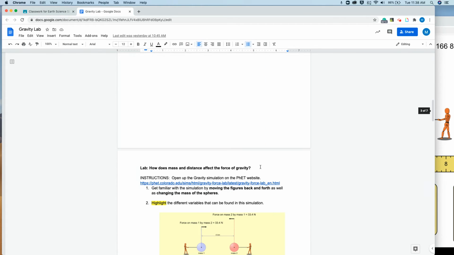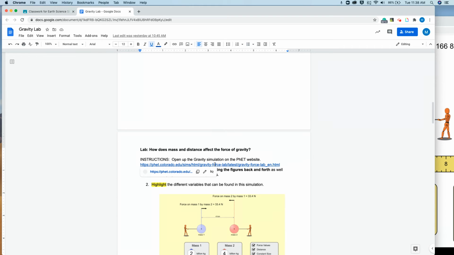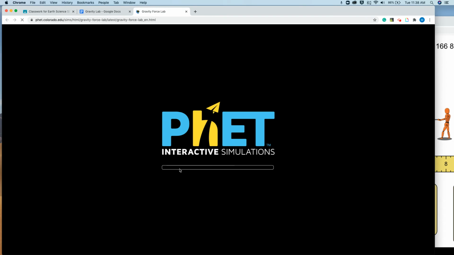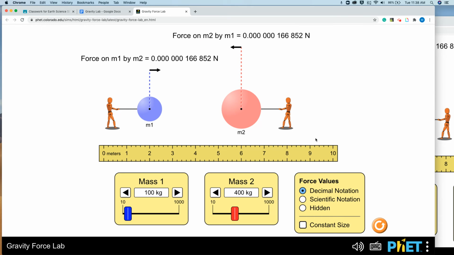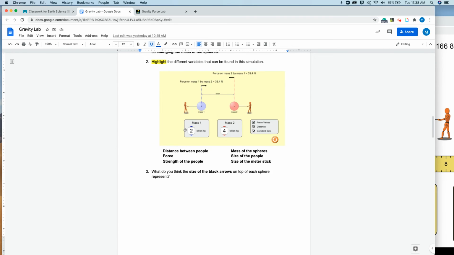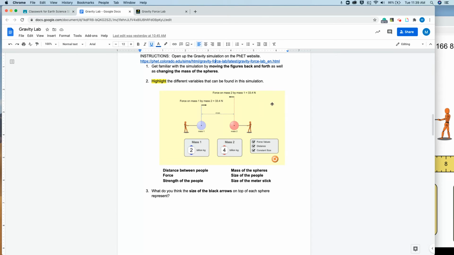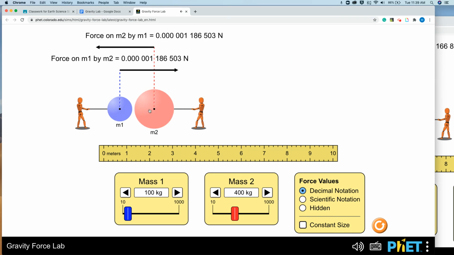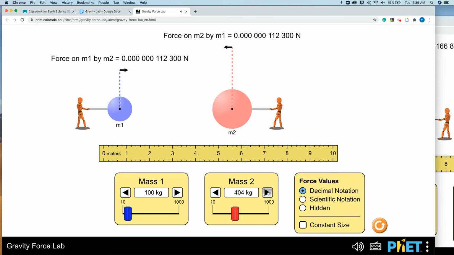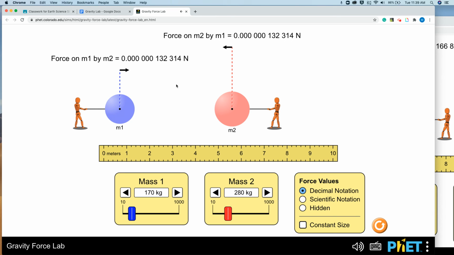All right. So for the actual lab, what you're going to do is click on this link. And it should work for everybody because it's not a Flash link. And once it opens up, you'll get something that looks like this. And so if you go back to the lab, it asks you to get familiar with the figures by moving them back and forth. So you can move these guys back and forth. You can also increase the mass of the different spheres. You can increase the size of them. So you can play around with it.